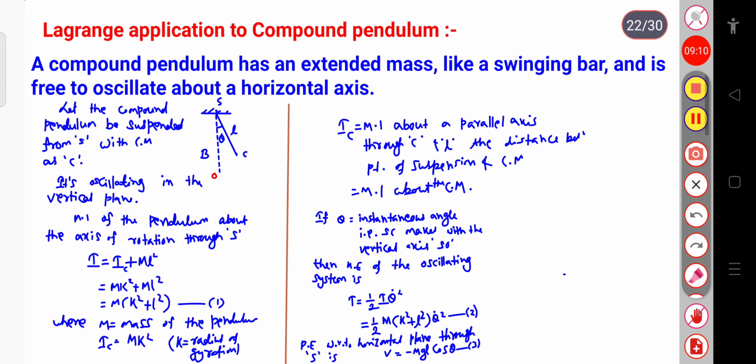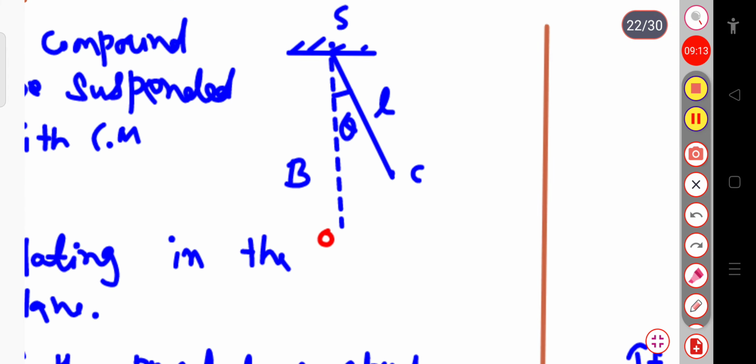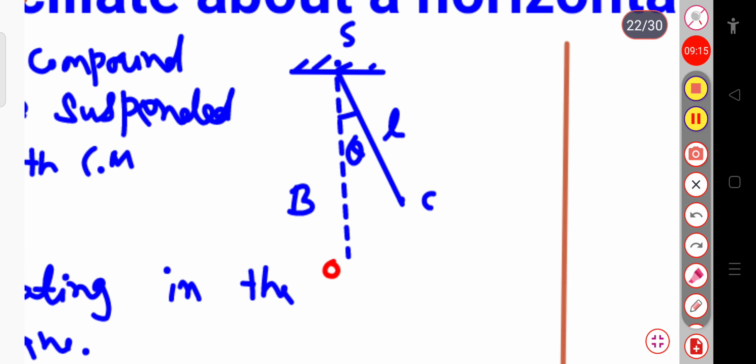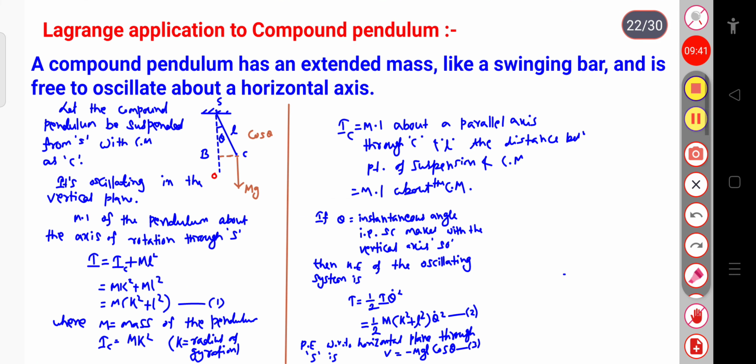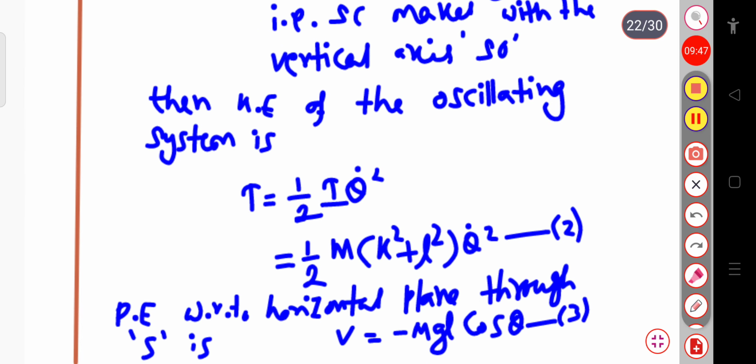So in this diagram you can see that for the mass of the compound pendulum there will be a weight. This weight will be mg, because the mass is capital M. Here we have just drawn a perpendicular to this axis, and similarly from this you can calculate the value of cos theta. So here I am writing the expression: the potential energy V equals minus mgl cos theta.